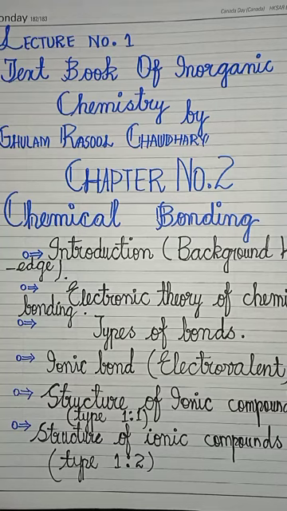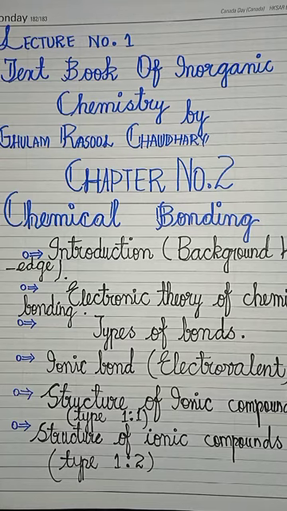So in this lecture I will first do the introduction and the background knowledge from your FSc, and after that the first heading of this chapter will be discussed, that is the electronic theory of chemical bonding, and afterwards types of bonds, as you have studied in your ninth grade. Yes, in ninth grade, types of bond: ionic bond, covalent bond, metallic bond, coordinate covalent bond. But here the things are at a larger level.